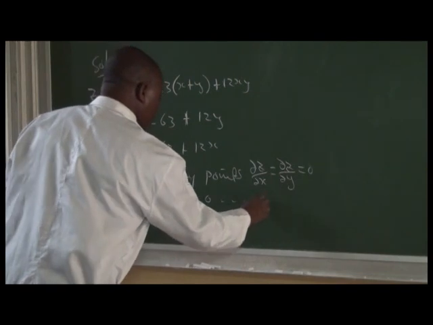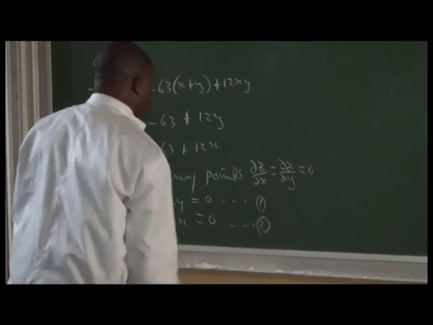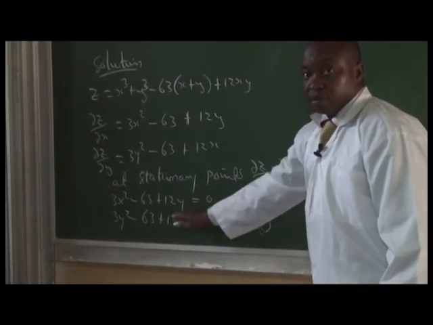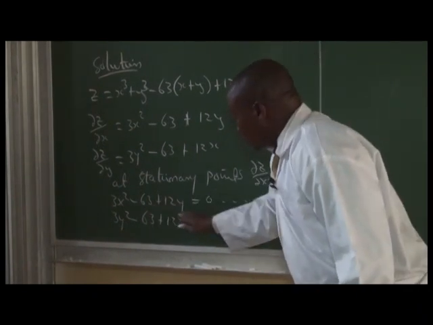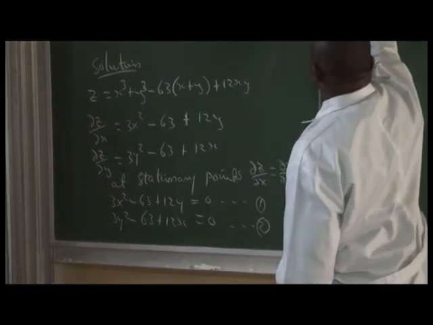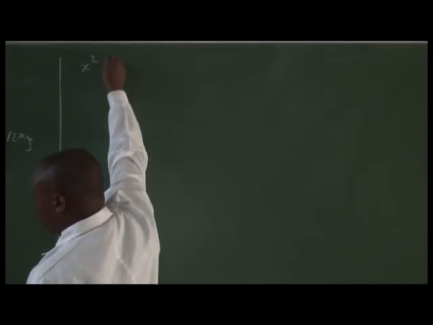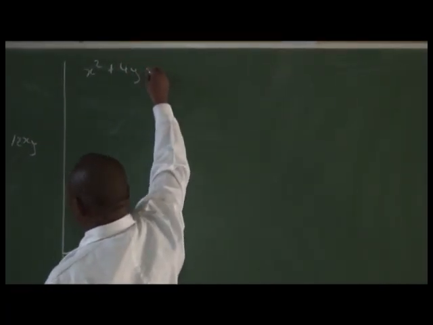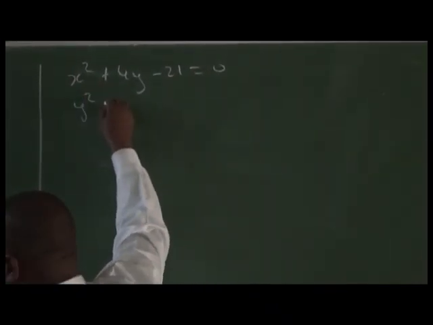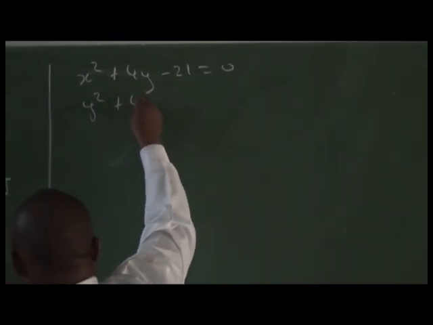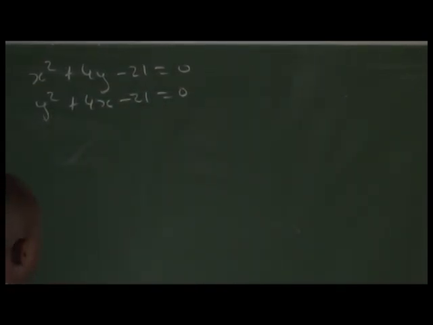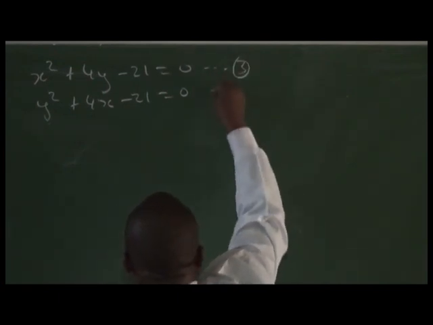So this gives us equation 1 and equation 2. Now we can divide this by 3, and we also divide this. We will have something like this: x squared plus 4y minus 21 equals 0. This one will give us y squared plus 4x minus 21 equals 0. All right, so let me call this equation 3 and this equation 4.